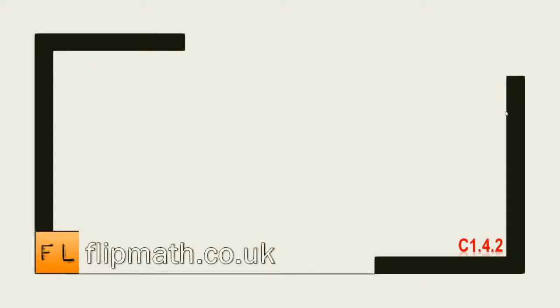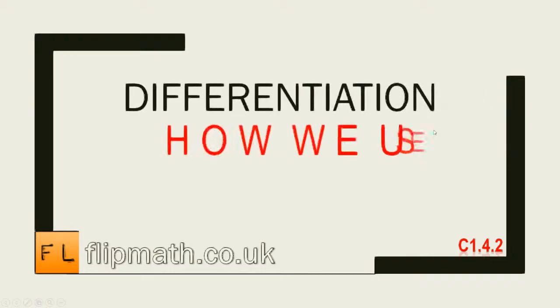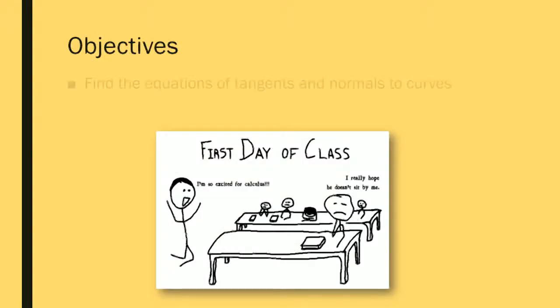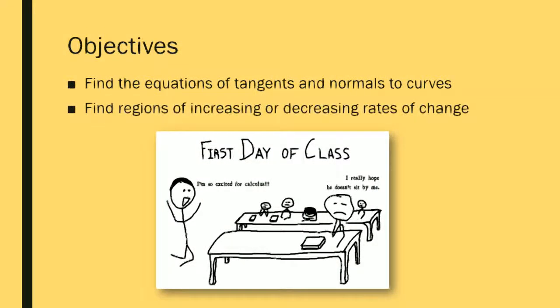Hey everyone, back for another video today in our continuing series on differentiation, and this one's on how we use differentiation. It's for AS Maths, the C1 module of the A-level Maths course. Okay, our objectives: find the equations of tangents and normals to the curve, and also find regions of increasing or decreasing rates of change. So, quite a lot in today.